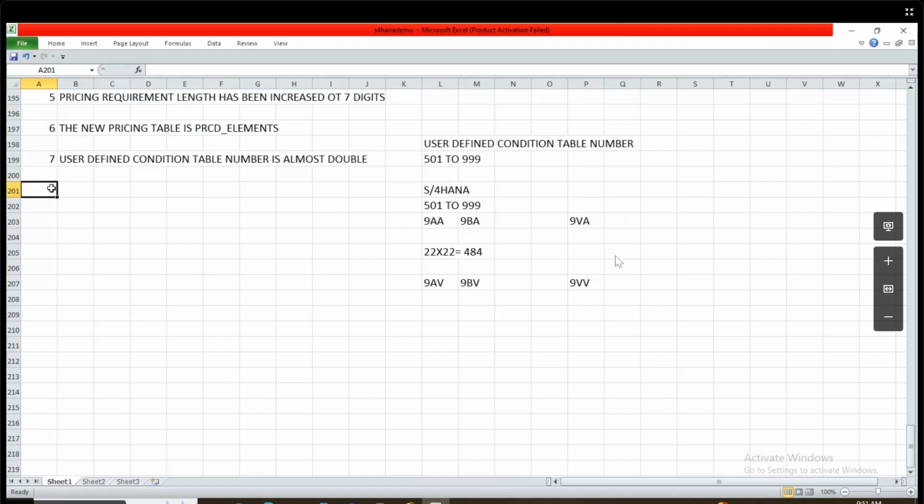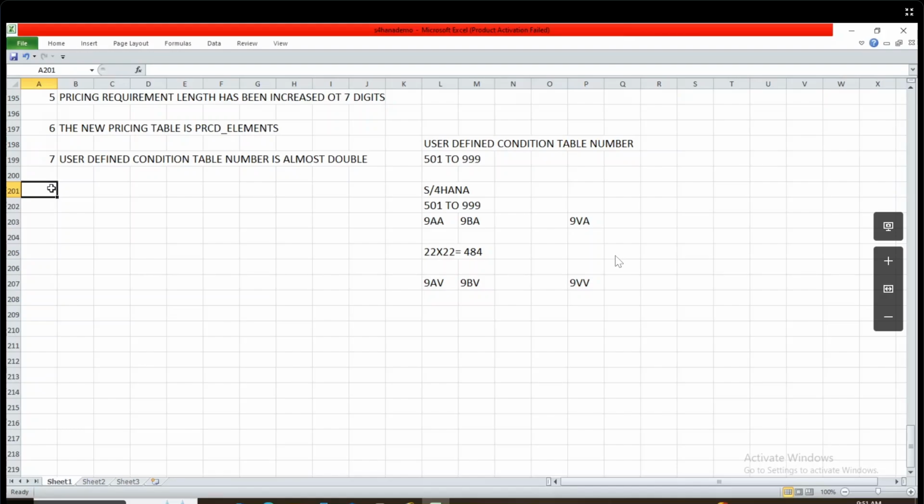Sir, group condition length has also increased to 7. We used to use 1 and 3, no, sir? Yes. The seven-digit group condition routine, you can have your own formulas there also. So that is also a formula.